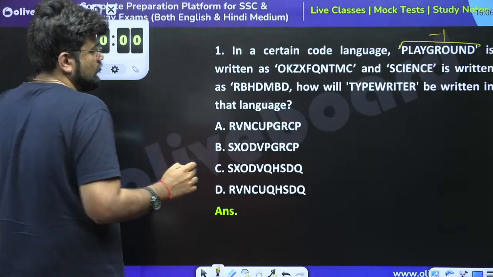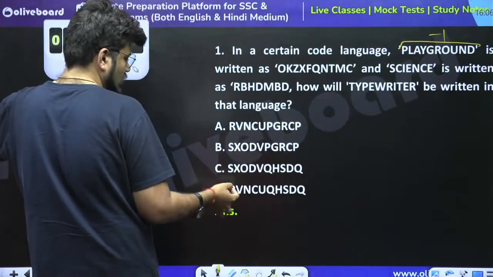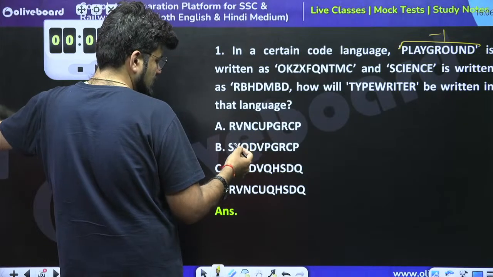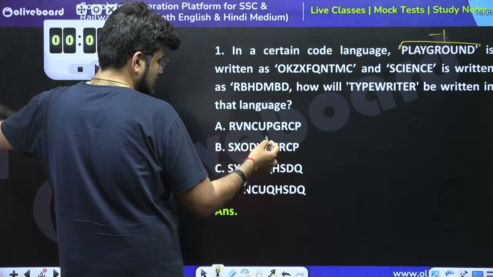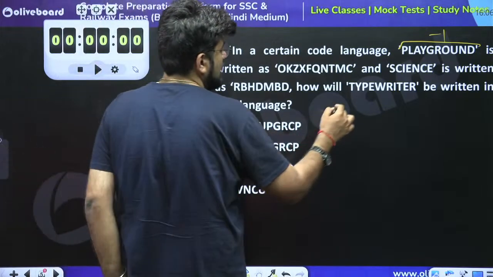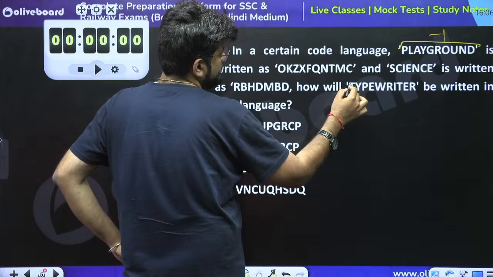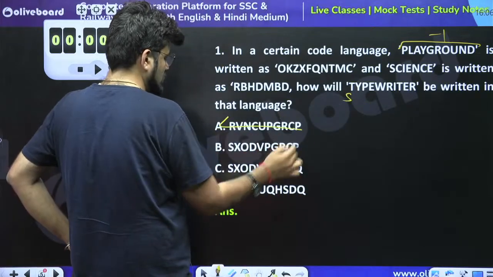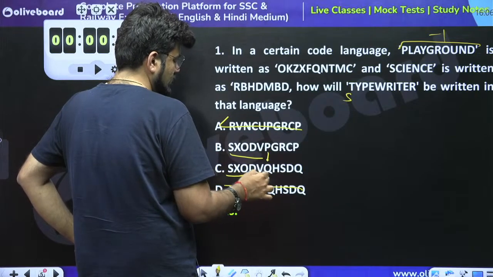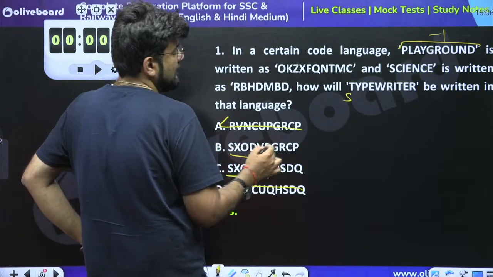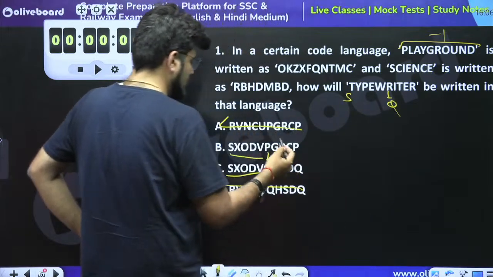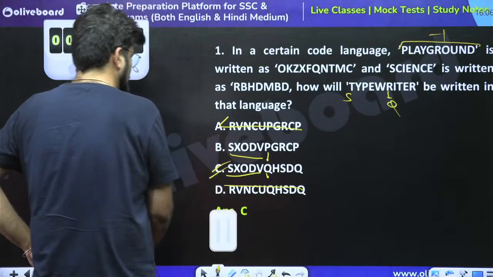So now we'll straight away check for typewriter. So RVNCU, SXODV. We have 2 P's and 2 H's, so let's check for the first letter only. This is 20 minus 1 is S. So this is gone, this is gone. Now you see SXODV, SXODV. So check for this letter. This is the sixth letter. Sixth letter is R, 18 minus 1. So Q will be the correct answer here. So option C is the right answer.